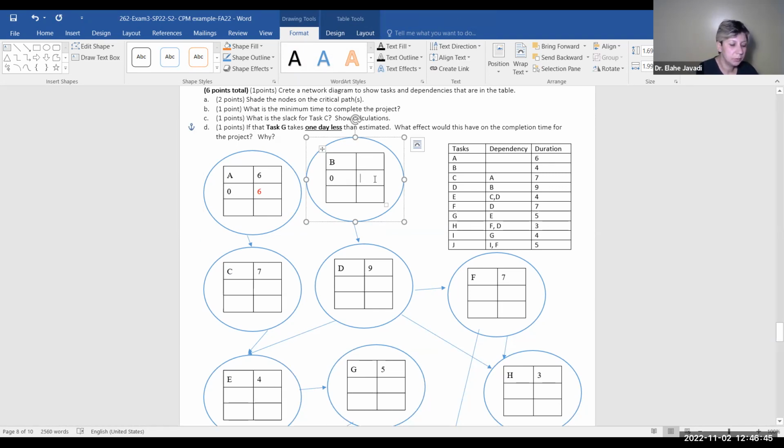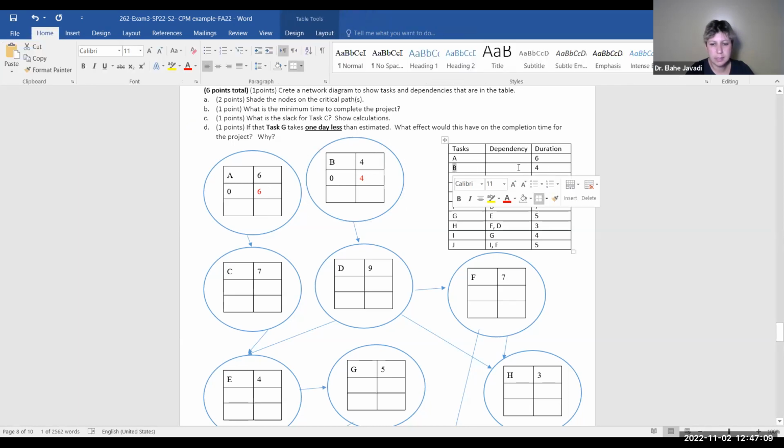Early finish. Why do I not have duration for this? Early finish. 0 plus duration. How much is that? 4. Perfect. So Dustin, note here, and everyone in class, there is no dependency for B. So B and A can start on day 0, both of them. They don't need any work to be completed before they can start.